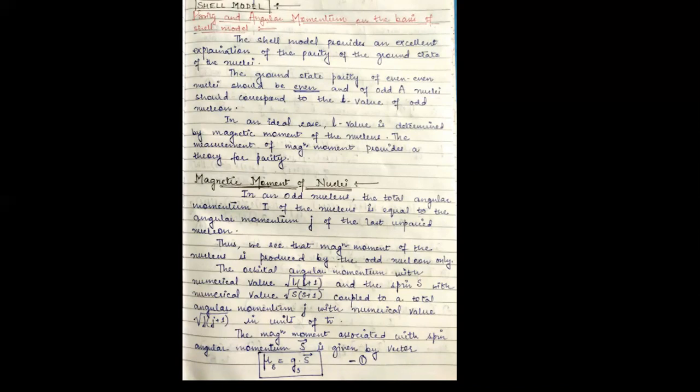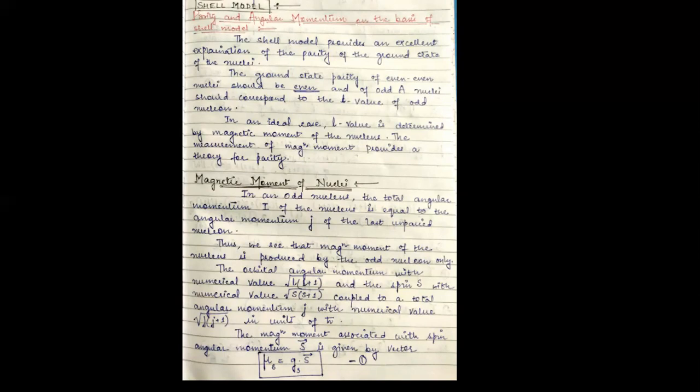In the single particle shell model, the individual nucleons are considered to move in a stationary orbit and are paired off in such a way that the values of many nuclear parameters are determined solely by the single unpaired nucleon. As shown in my slide, using the shell model, we determine the parity and the angular momentum. The shell model provides an excellent explanation of the parity of the ground state of the nuclei.